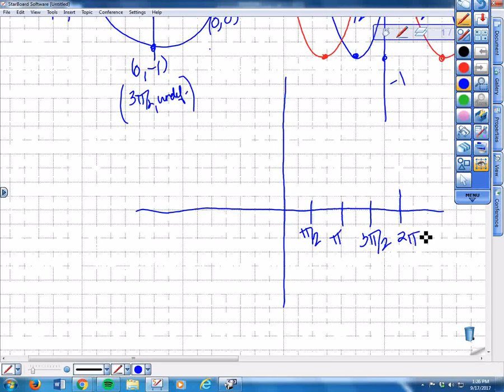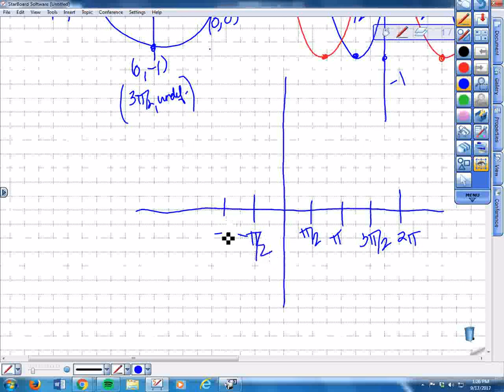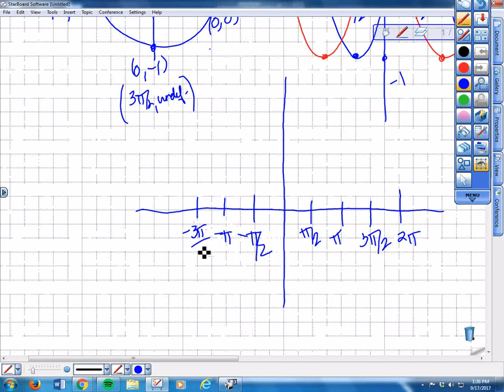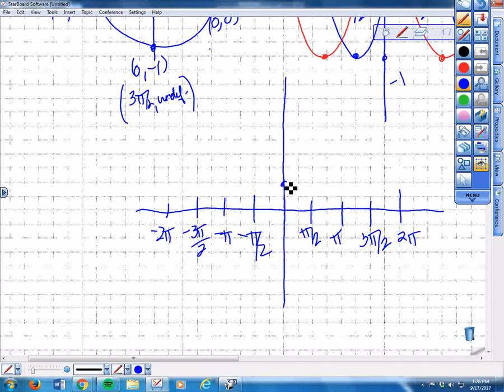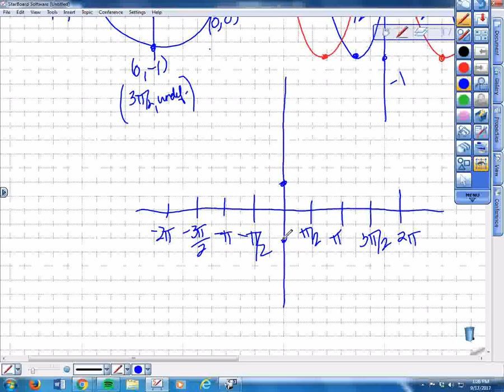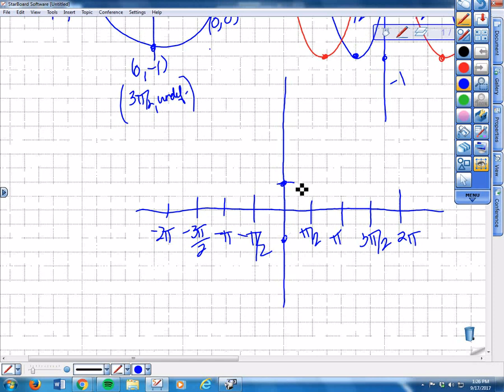And the same thing here. Negative pi over 2, negative pi, negative 3 pi over 2, negative 2 pi. And let's call this 1 and this negative 1. Okay, so at 0, actually I want to put points there.